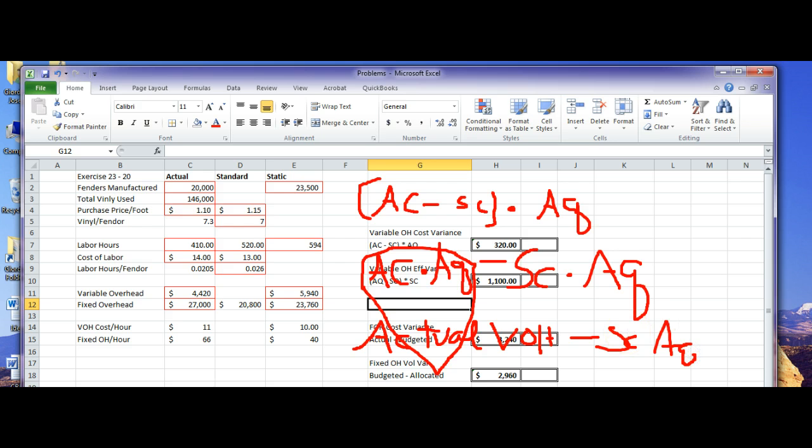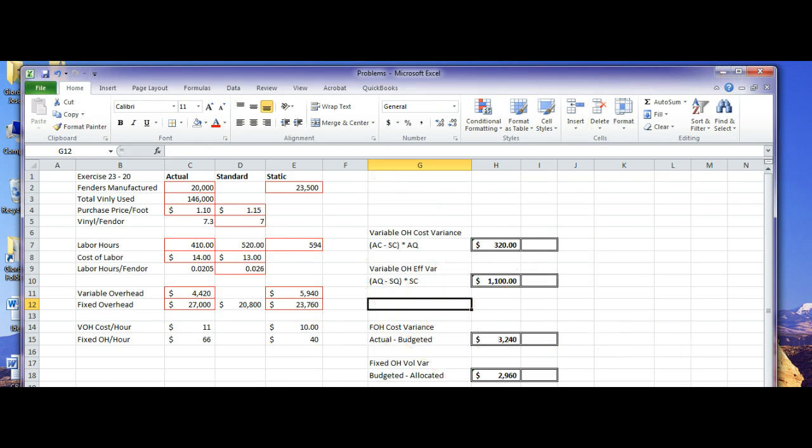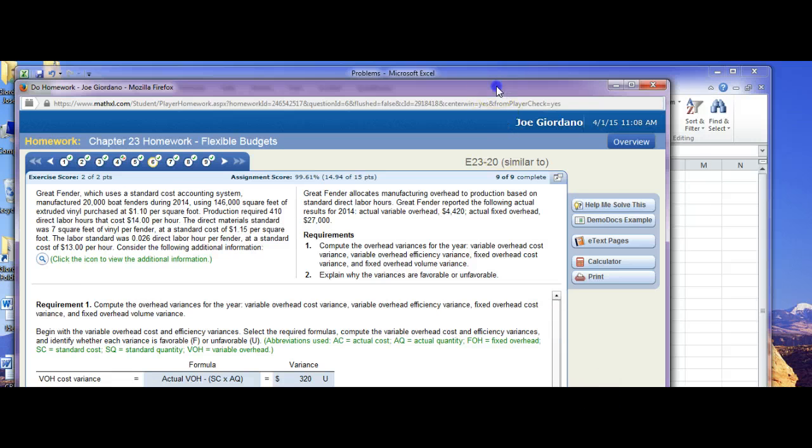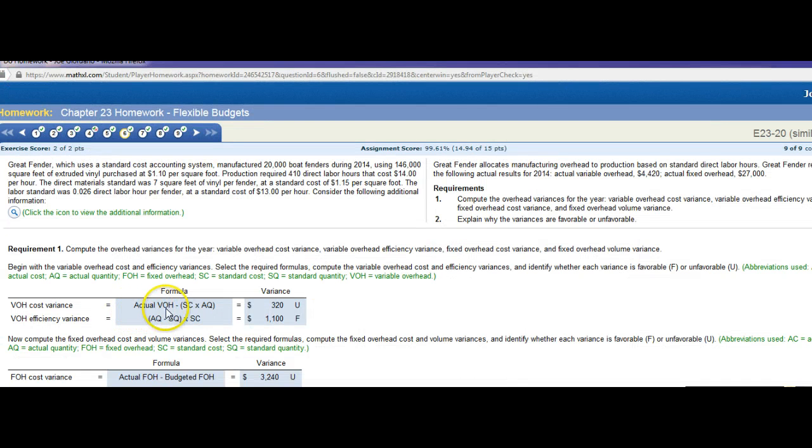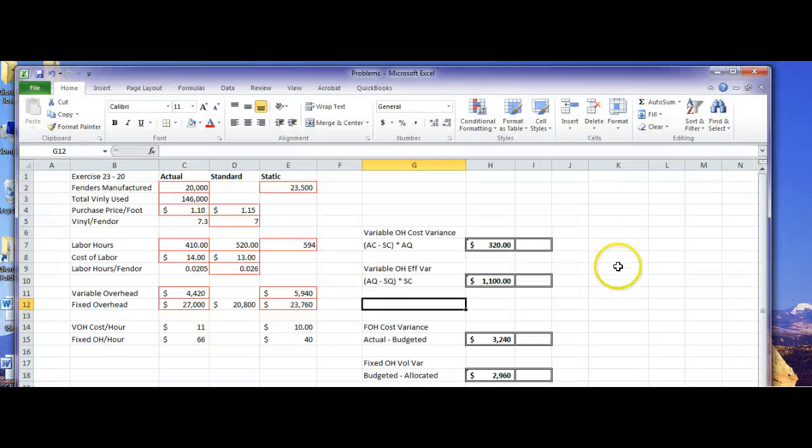And sure enough, if I go down here, there's something wrong here. Something's not right with my video. Oh, because I have to get rid of that, that's why. Actual variable overhead equals AC times AQ. All right. So same formula, just one's a little bit more condensed from an algebraic standpoint. Either formula will get you the right answer.